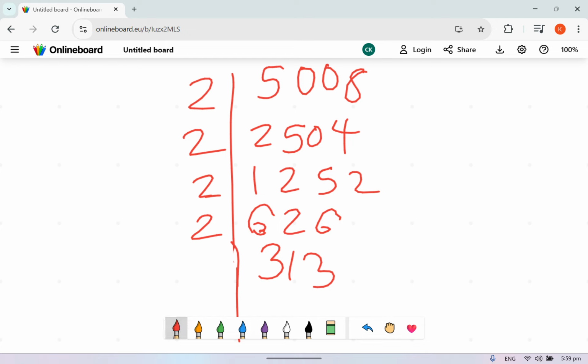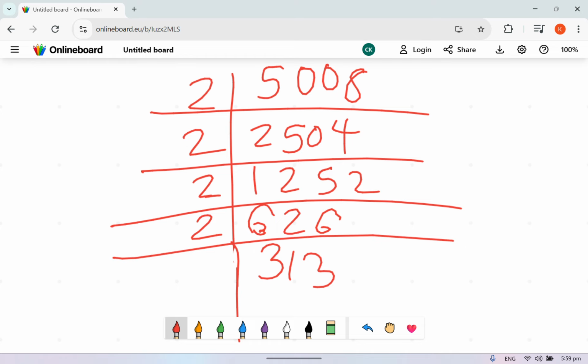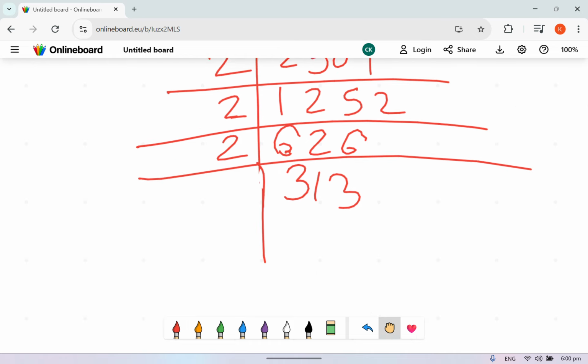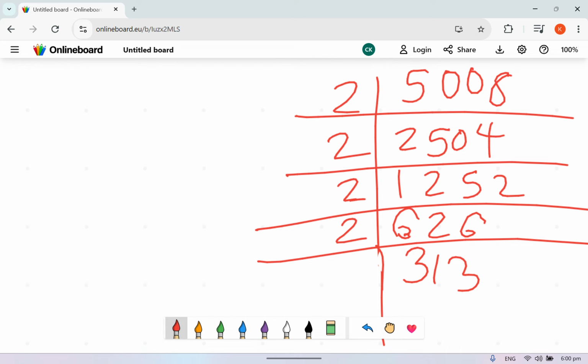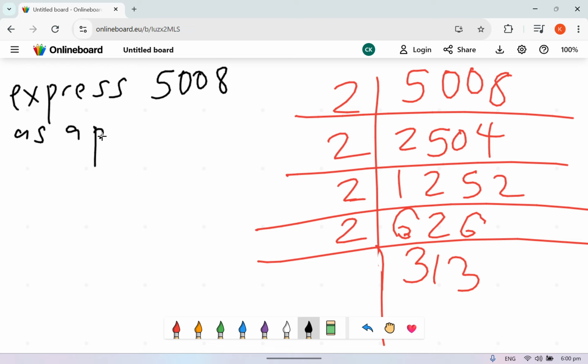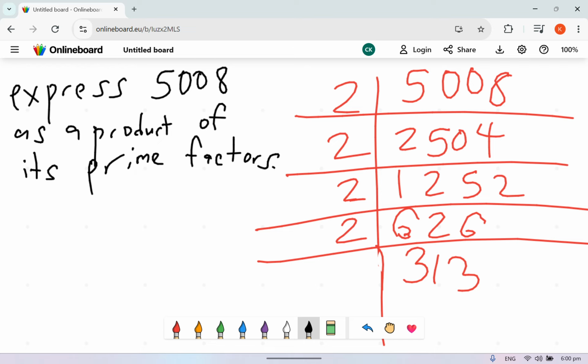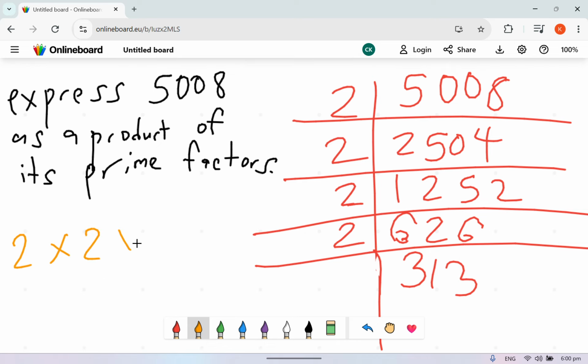Then you know. So in this case, they will usually phrase a question this way: express 1008 as a product of its prime factors. So you will answer 2 times 2 times 2 times 2 times 313.